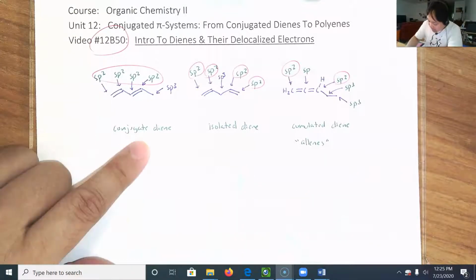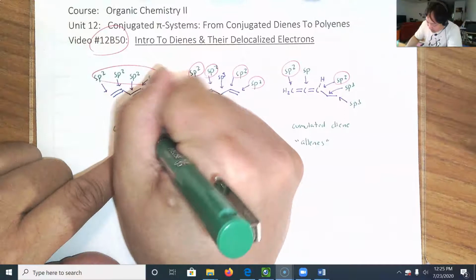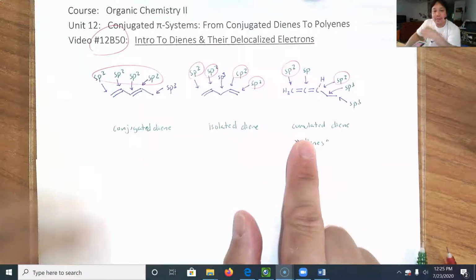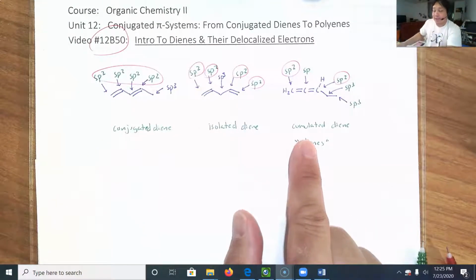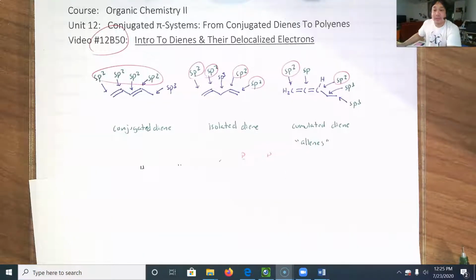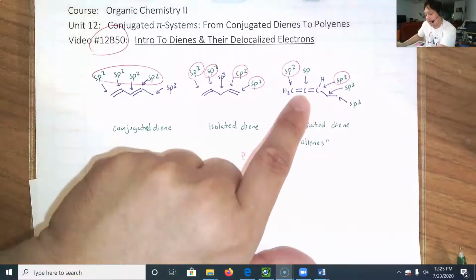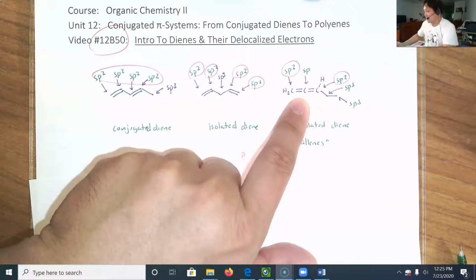Got the D, conjugated. Accumulated, I told you that it was the least stable. And there's no delocalization. That's weird because I thought, well, what's going on here?